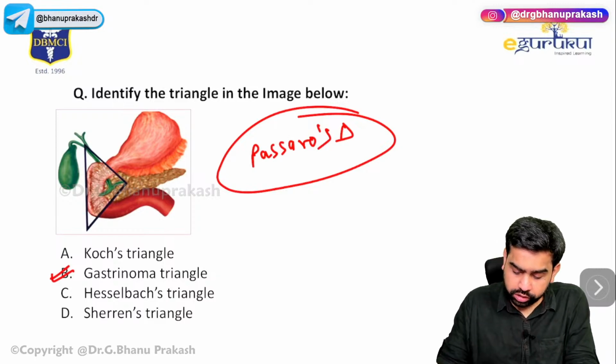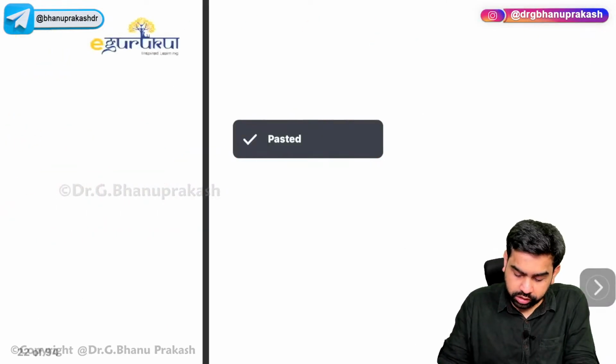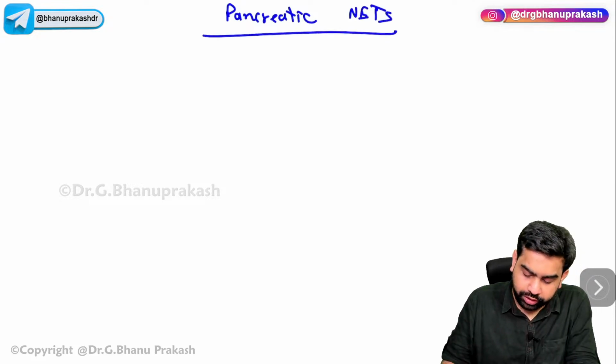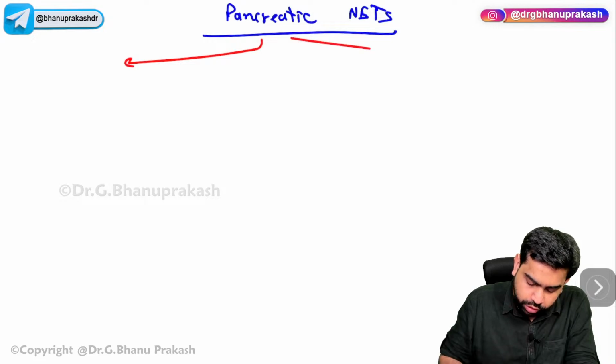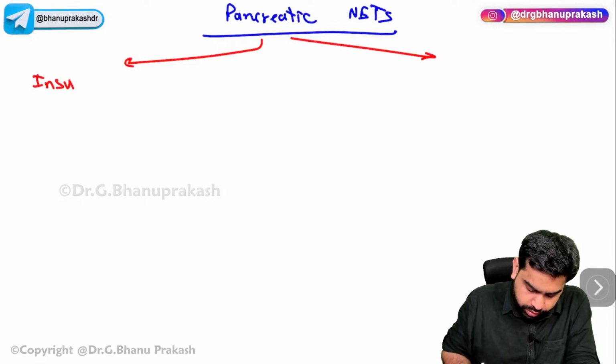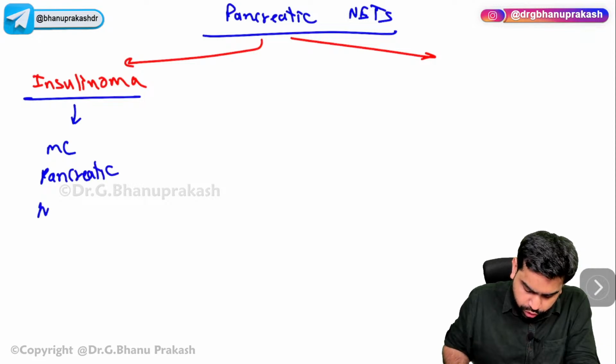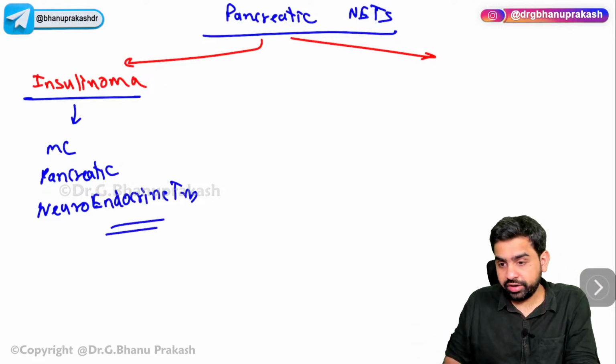Okay, so what is this Gastrinoma and all those particular stuff? Let's talk about the pancreatic neuroendocrine tumors. So what you need to understand is that one, you have insulinoma, and insulinoma is the most common pancreatic neuroendocrine tumor.